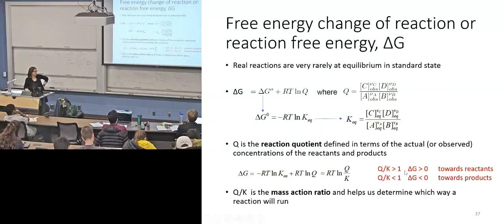Alternatively, if Q over K were less than 1, the natural log of something less than 1 will be a negative value. We know when delta G is negative, that is the direction of spontaneity. That is the direction we want to go. So things proceed towards the products, towards the right for the direct reaction as it's written. That would be literally all I'd want you to say: it runs towards the products, to the right.